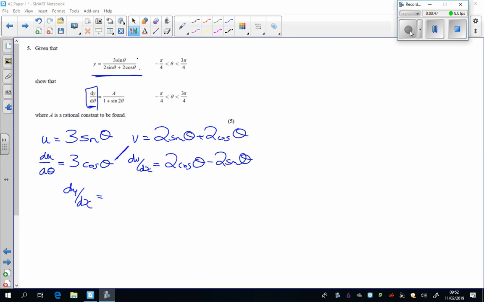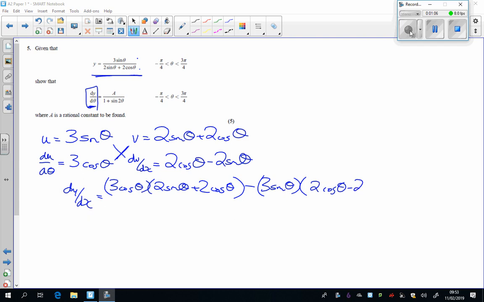Now it's these 2 things times together. So we've got this times by all of this. In a minute we're going to multiply it all out and try and tidy it up. But it's those 2 things together minus, take away these 2 things times together. And I think some things are going to cancel out, all over the bottom bit, all over v squared.